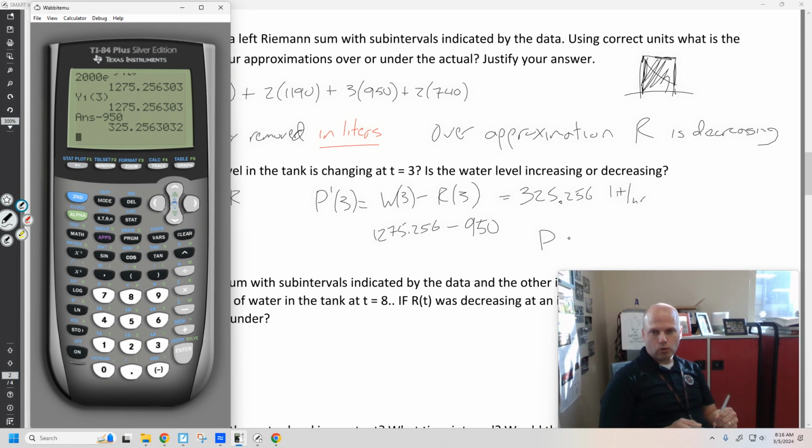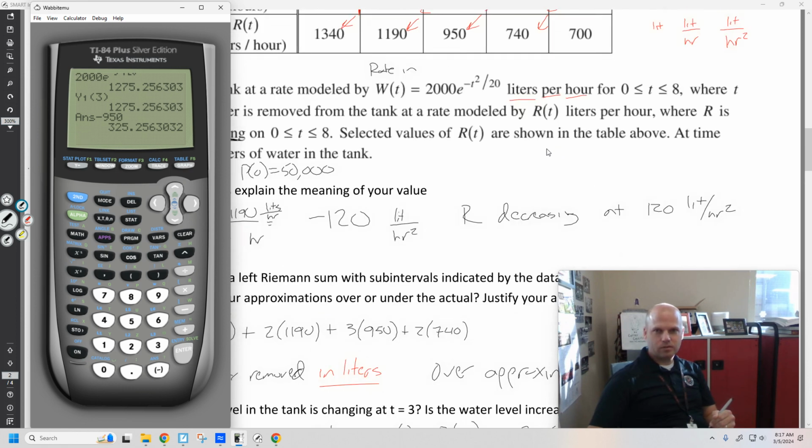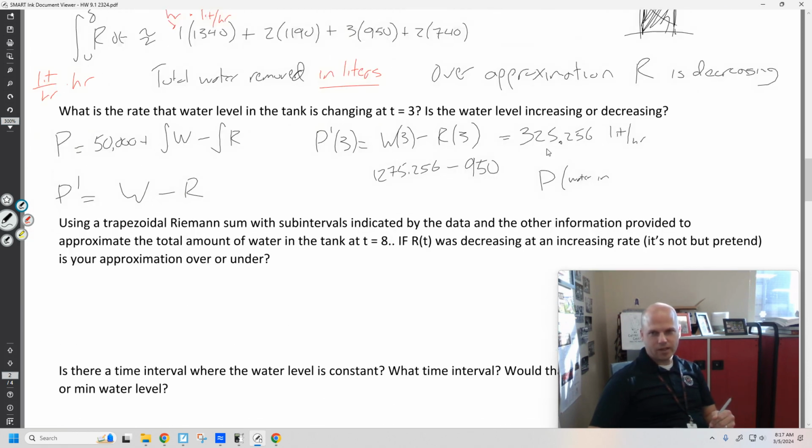P, the total amount of water in the tank. Is it another water in the tank question? Yeah, another water in the tank question. Water in the tank is increasing by 325.256 liters per hour at t equals 3. A derivative, instantaneous rate of change.